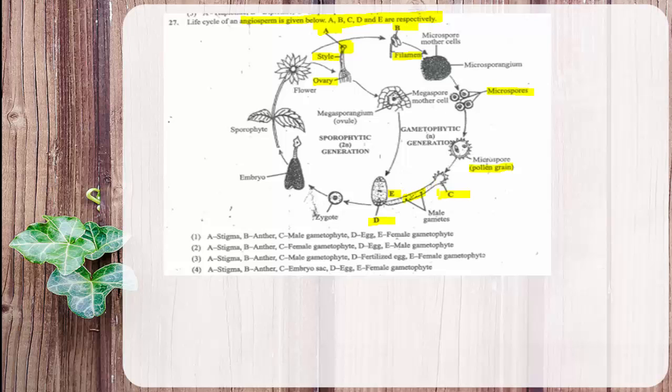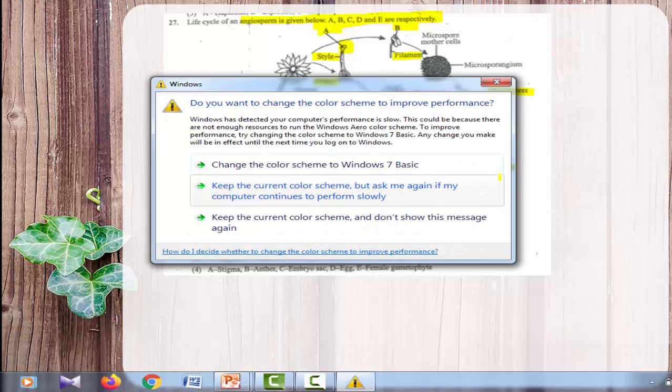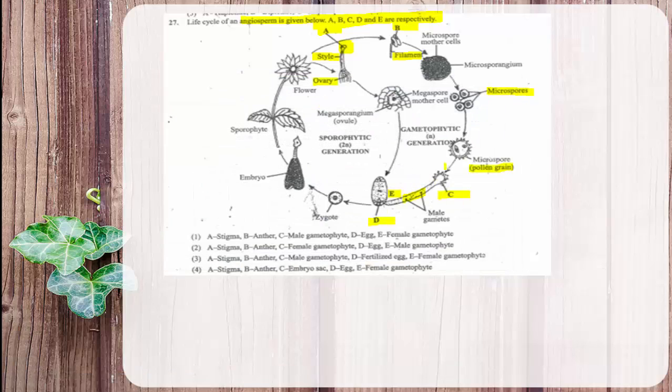Therefore, C represents male gametophyte. Pollen grains are the male gametophytes of angiosperms. They are not the male gametes. After the germination of the pollen grain on the stigma, the pollen grain produces two haploid male gametes.